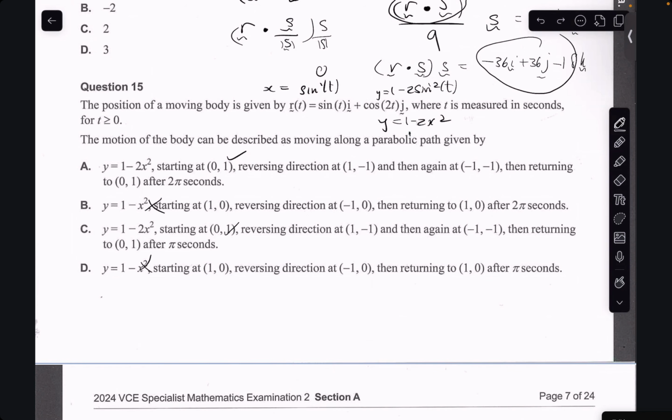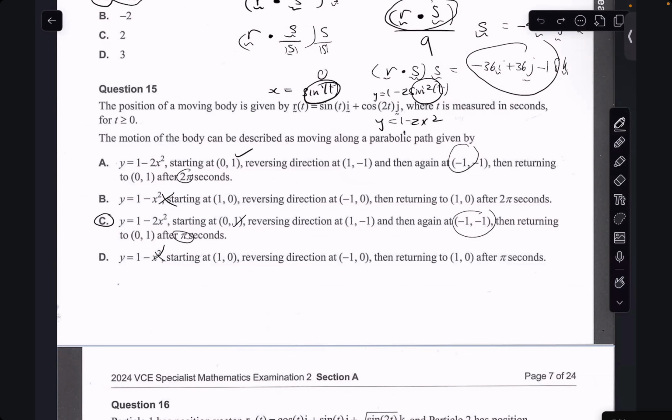Wait, can we use the other point to distinguish between the two? No, we can't. Oh, so here we can use after pi seconds or 2 pi seconds. So it should return back after 2 pi seconds, because returning to 0, 1, whoops. Okay, let's just plug in pi, right? That's 0. That's 0. It's going to be at pi. I think it's C, but let's just double check where it reverses direction.